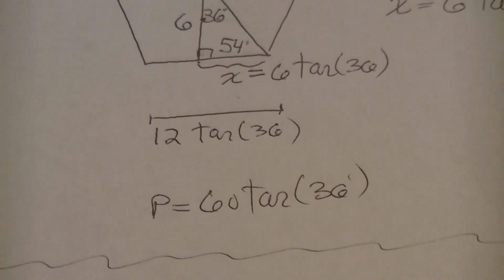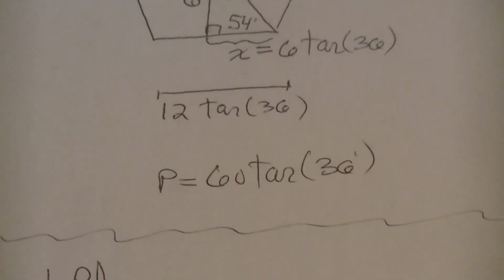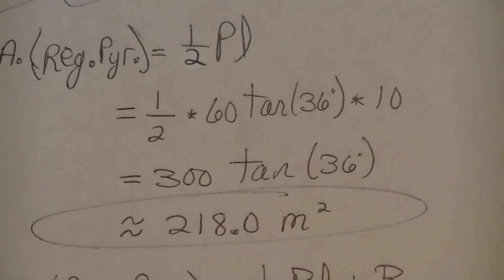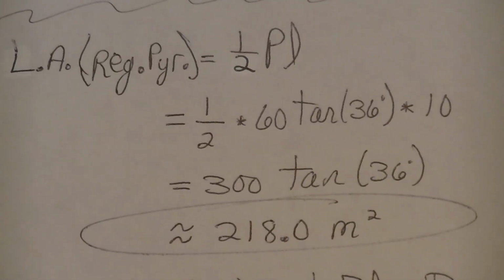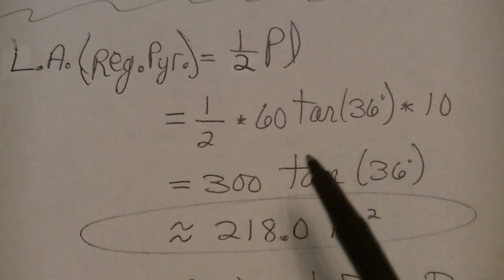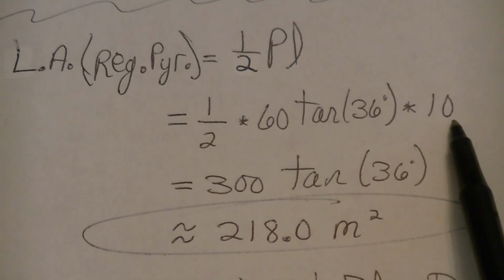We now have all the numbers we need. So if you need to go back and watch how I got the apothem or how I got the perimeter, go ahead. But I'm going to move on to substituting the values. So here's the lateral area piece, 1/2 PL. The perimeter was 60 times the tangent of 36 degrees. The slant height was given to be 10.